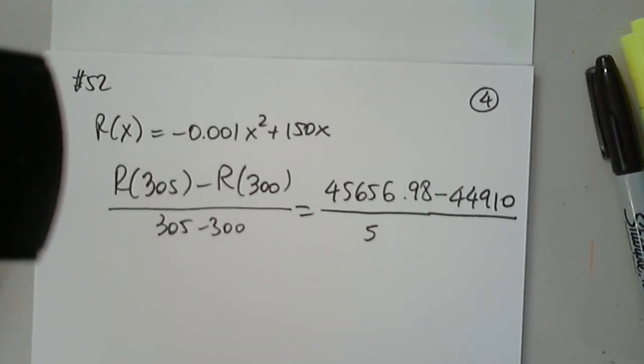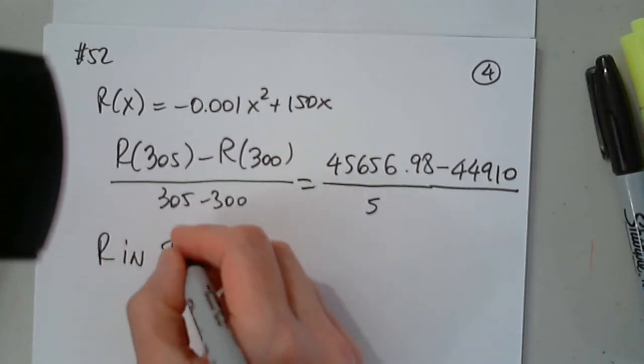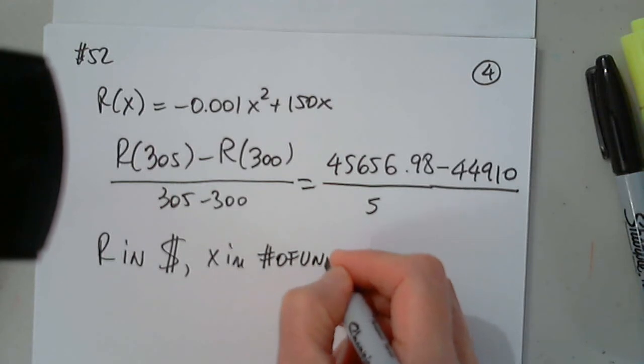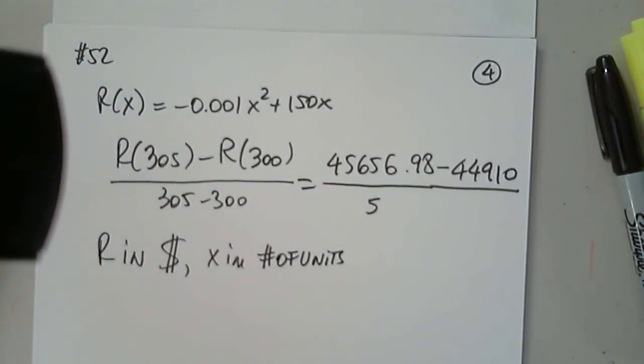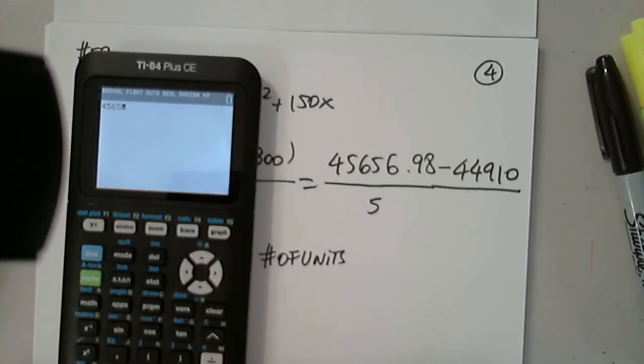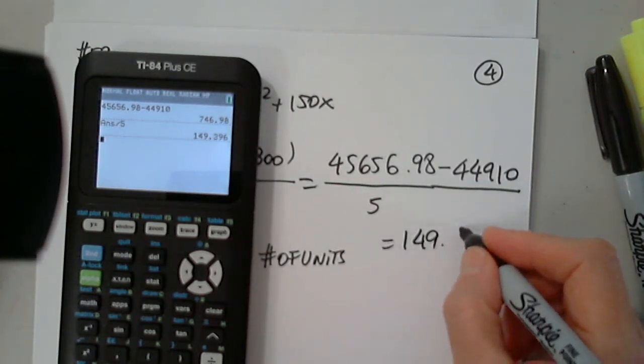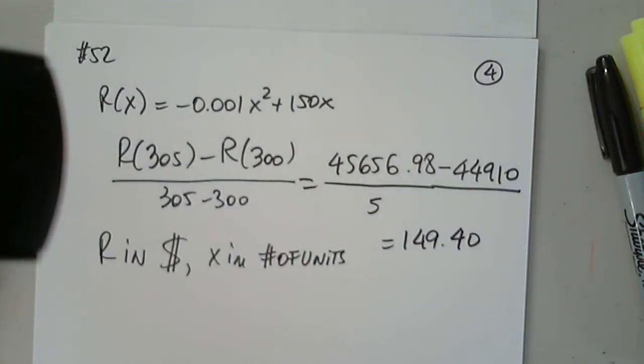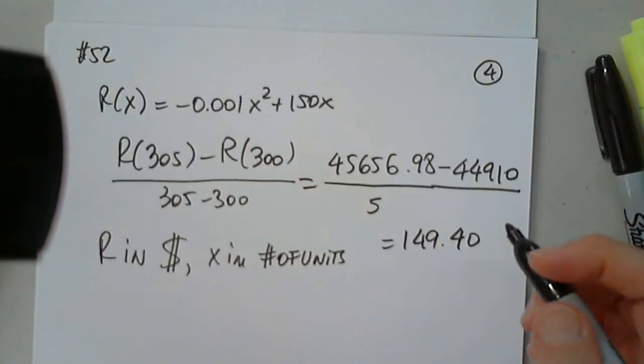Okay, so let's go back for a second. Remember what this is. R is measured in dollars, and X is the number of units. In order to make sure we understand that, R in dollars, X in number of units. Okay, so we subtract and then divide. So lazy people like me use a calculator. 45656 minus 44910, because I want to divide by 5 at the same time, and the answer is 149.40.